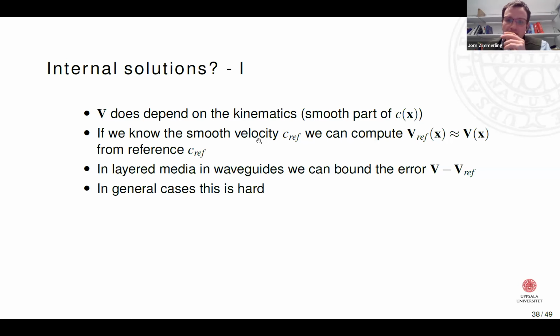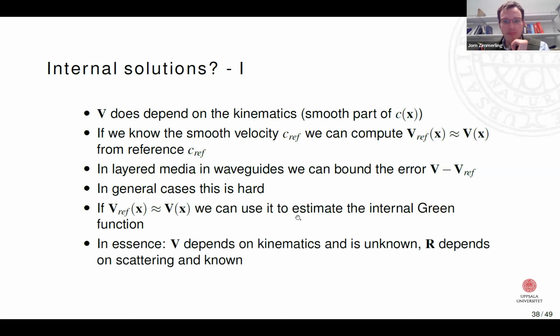In layered media and waveguides, we can actually bound this error and show that it is small, but in general cases, we're still working on trying to show this, and it's in general very hard to show that these are close. But if you do this and you just replace these V's, which you don't know, with V's in a reference medium, you can use this to estimate the internal Green's function. And in essence, what you're saying is that V depends on the kinematics of the medium, which are unknown, and R depends on the scattering. So you can capture the scattering of a medium, but not the kinematics correctly, if you approximate these internal states.